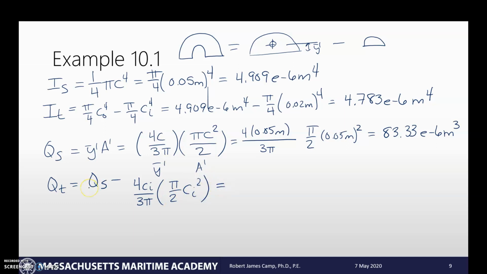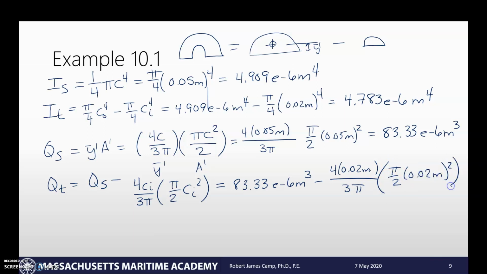So we've already got the Q of the outside one, which is 83.33 times 10 to the negative 6 meters cubed. And we'll subtract from that 4 times 0.02 meter divided by 3 pi times pi over 2 times 0.02 meter squared. And so that will give us a Q of the tube to be 78 times 10 to the negative 6 meters cubed. So these are the numbers that we're going to need for our equation.